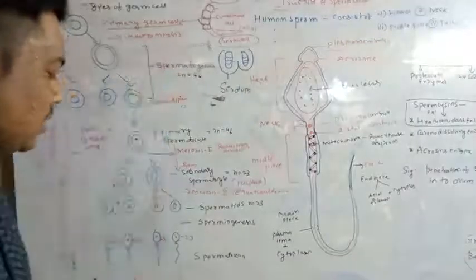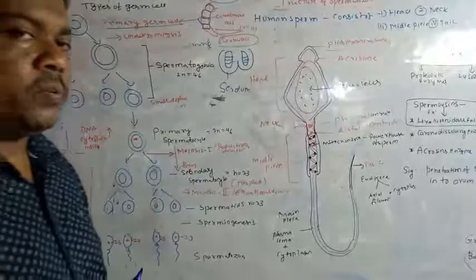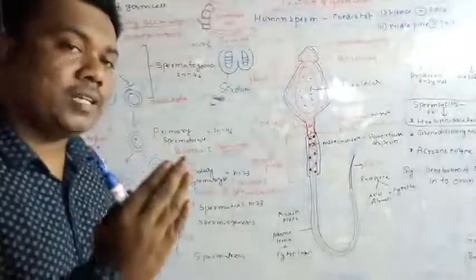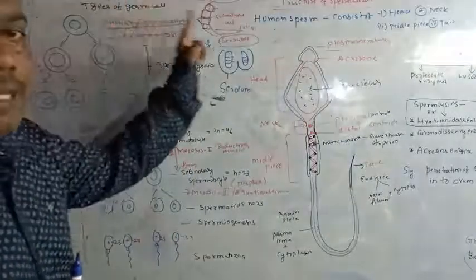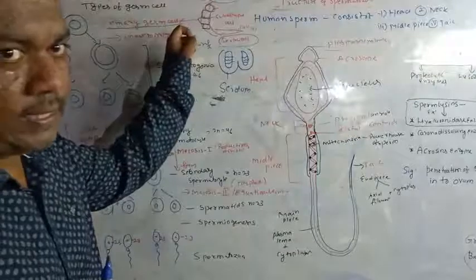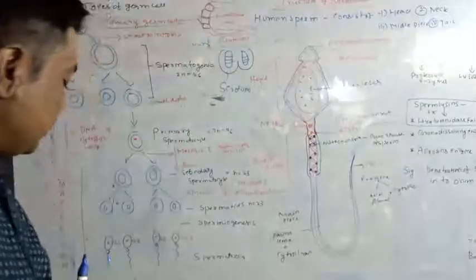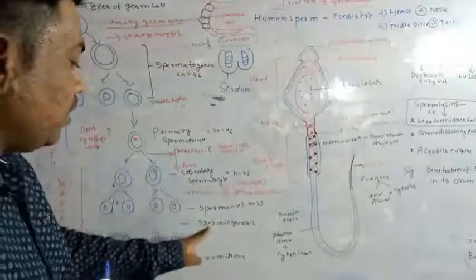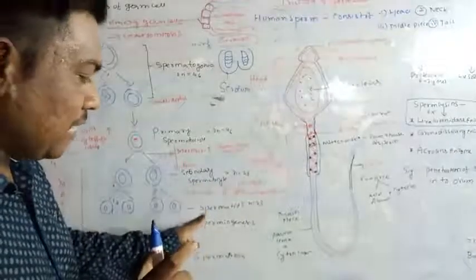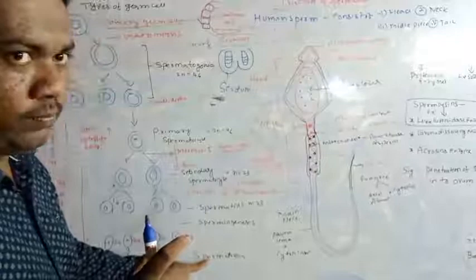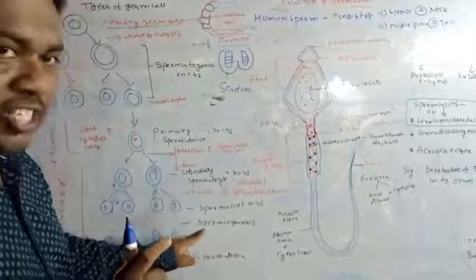So this is spermatogenesis. You have to remember the three most important terminologies. What is spermatogenesis? Production of sperms is called spermatogenesis. And what is spermiogenesis? You can see here, this is the second term. Spermiogenesis means spermatids are converted into spermatozoa.